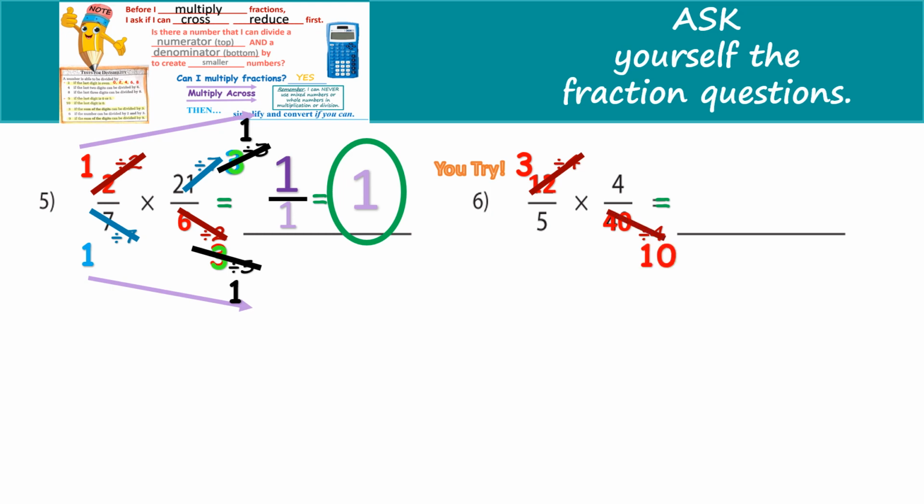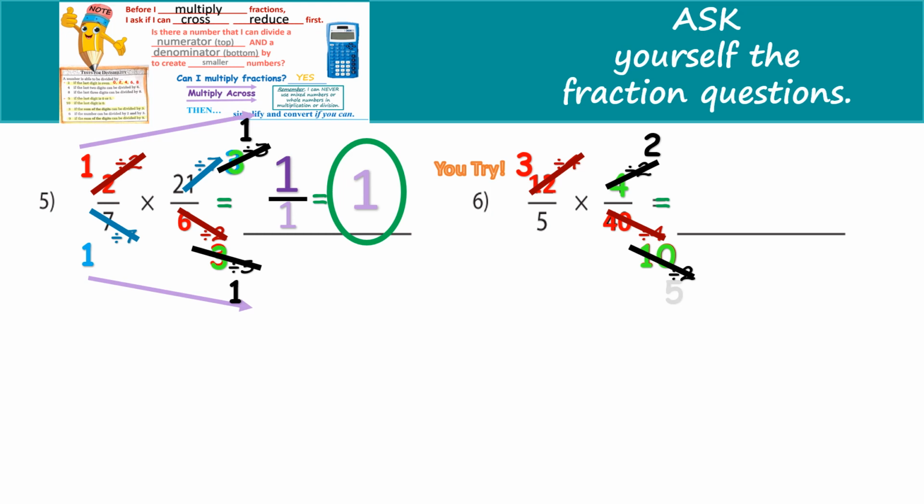Okay, so is there anything else? Can I cross reduce the 4 and 5? No, 5 is a prime number and 4 won't go into it. However, hopefully you see that 4 and 10 are both even. So if they're both even, I know that 2 will go into both of those. So 2 will go into 4 2 times, and 2 will go into 10 5 times.